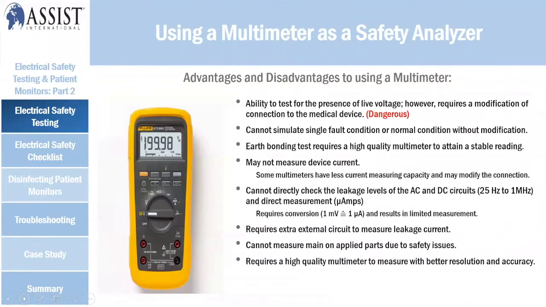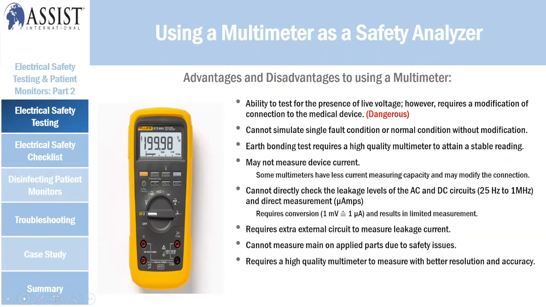Using a multimeter as a safety analyzer, you can do certain measurements, but the dangerous part is when you want to do live and device current measurement. All that would be dangerous in single fault condition because you need to do some modification. A multimeter only gives you measurement of positive and negative, and live or neutral. When you do single fault condition, you need to open neutral, open earth, all this. So that's a disadvantage. You cannot do direct AC/DC measurement of 25 hertz to 1 megahertz on microamp, because most meters don't have microamp features like a normal multimeter.